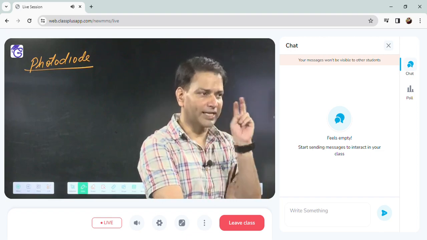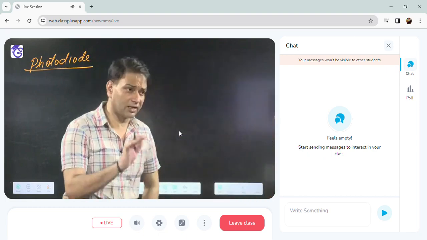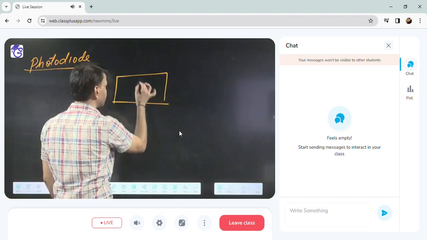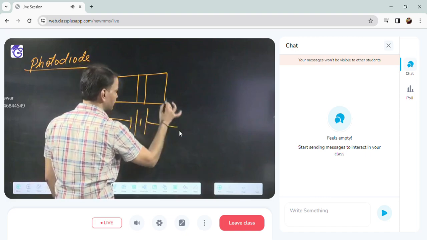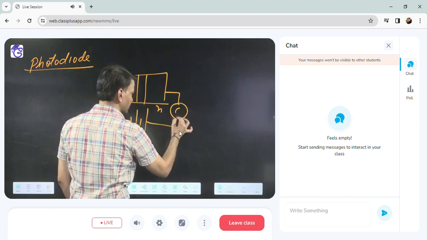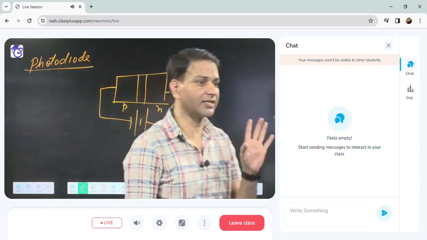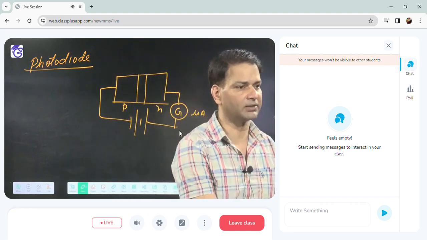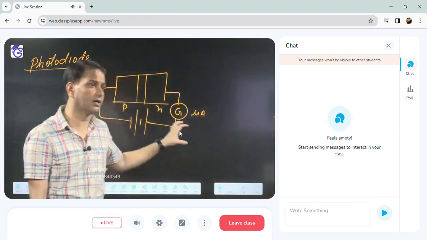Okay. Second thing, first just go through the points. Photodiode we always connect in the reverse bias. All the points are there. So suppose this is a photodiode. Remember, this year they will ask: photodiode is connected in the reverse bias. So it is a diode connected in the reverse bias, and here I am connecting the galvanometer.